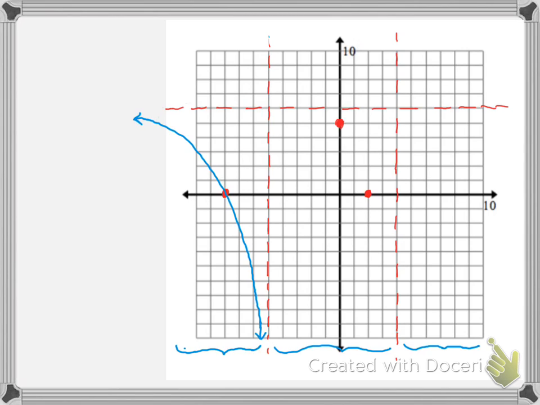Okay, so now let's think about the middle region. Well, the horizontal asymptote doesn't apply in the interior of the graph. So the only thing we know is that to the right of my vertical asymptote, I'm either going to infinity or I'm going to, whoa.